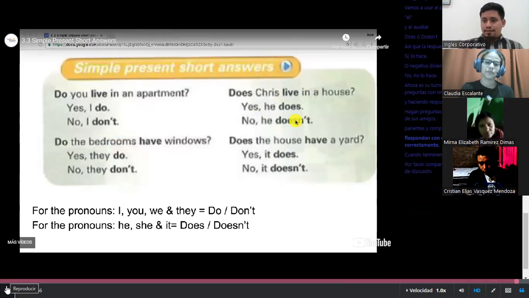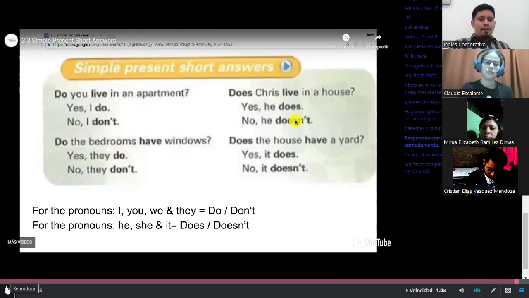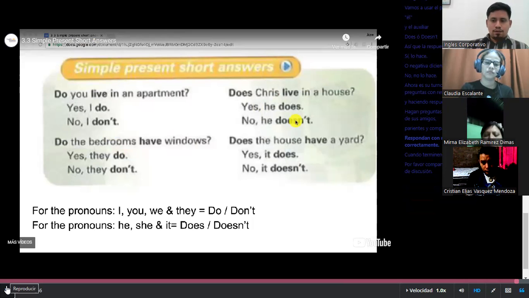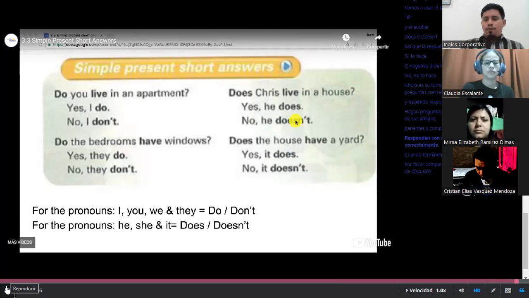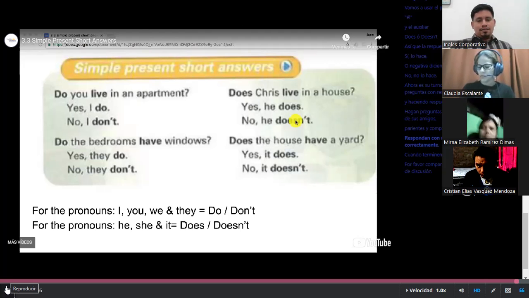This part is giving instructions about the exercise I want to be working on. Okay, simple present short answers. If you remember, we had been discussing this in previous classes. I guess it was the first topic we were discussing about the simple present: how to answer with yes, how to answer with no, in the simple present tense, in this case for regular verbs, like the ones that we have here in this example.